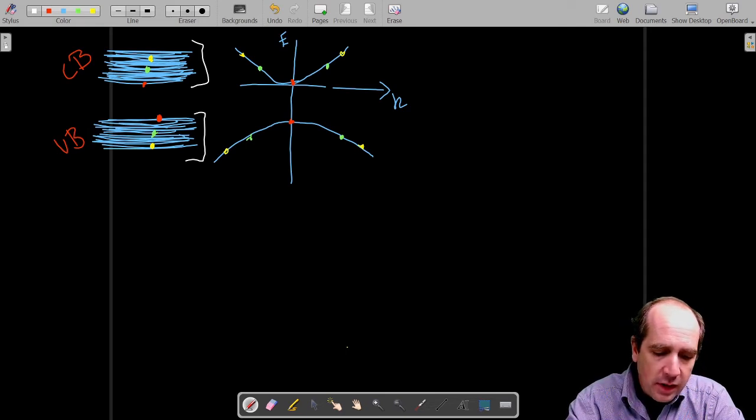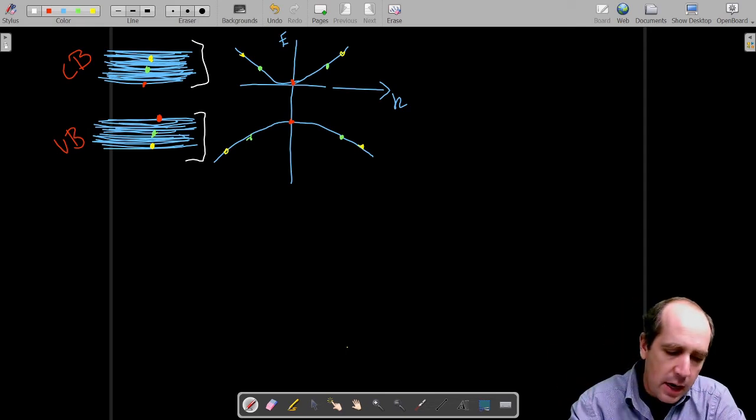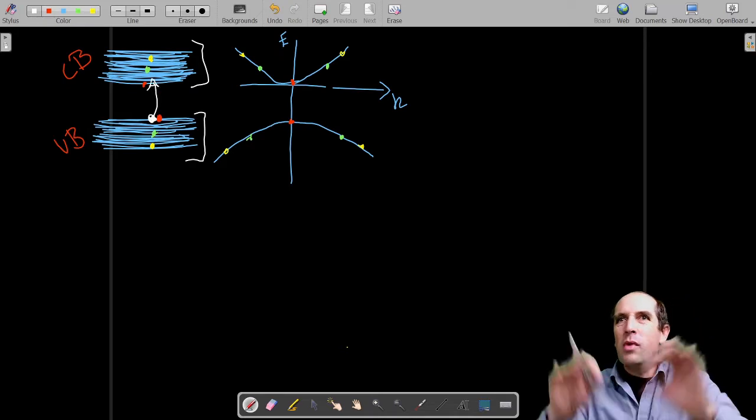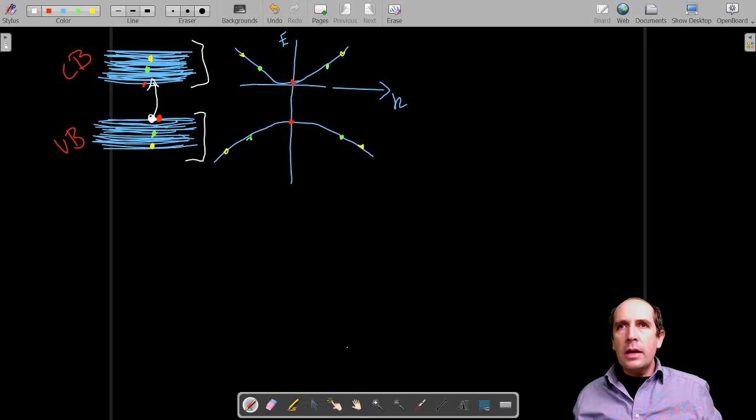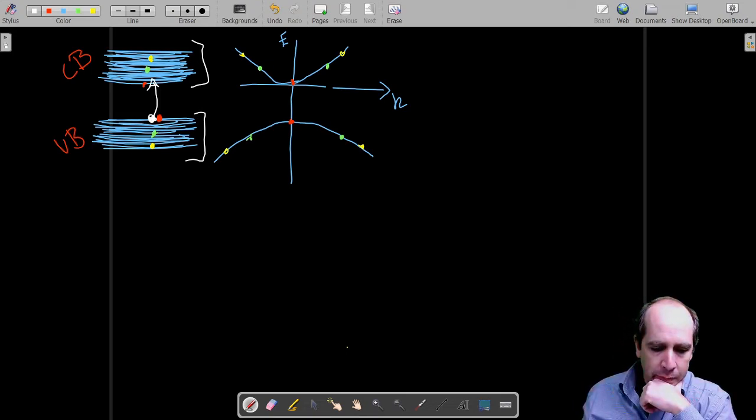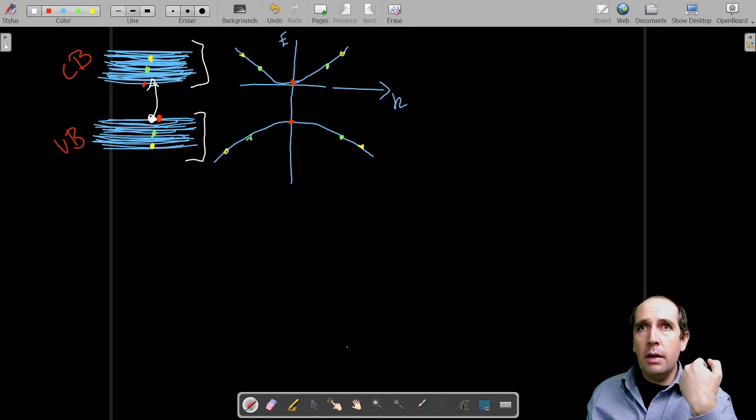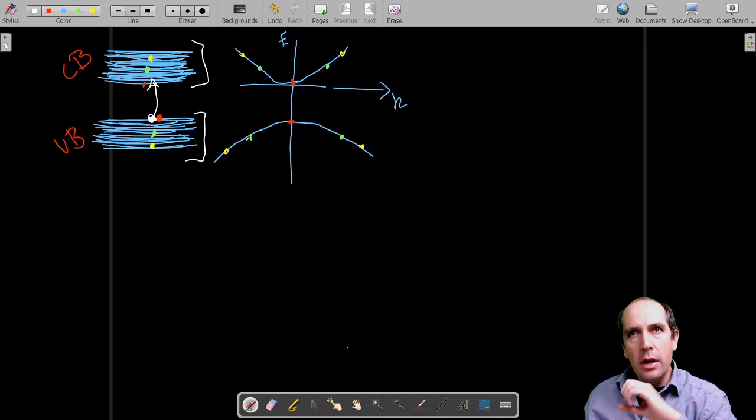So what happens if, for some reason, I remove one of the electrons over here? Let's say this one. So this one I either excite it to the conduction band, or I simply remove it from the material. That will leave one empty state that will look like it was a positive charge. Although it really is the absence of an electron, it will look like it was a positive charge.